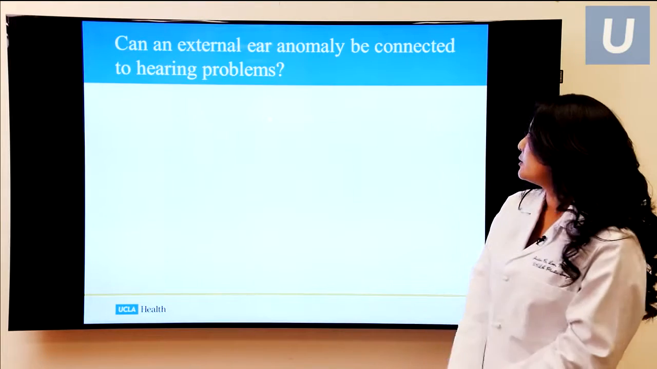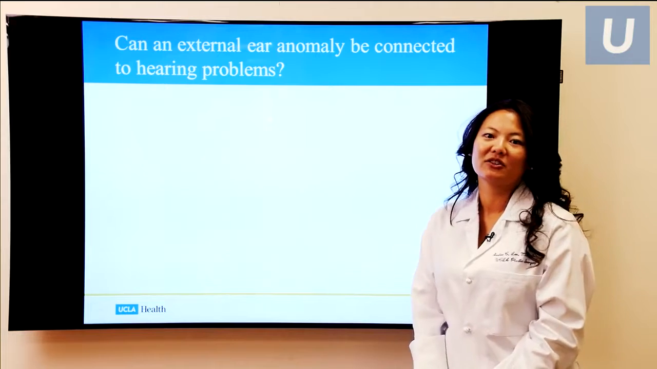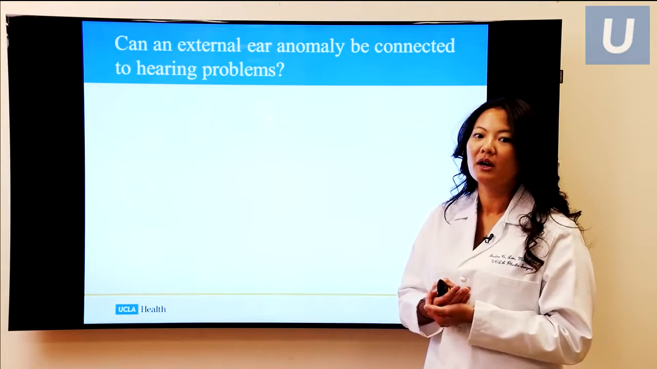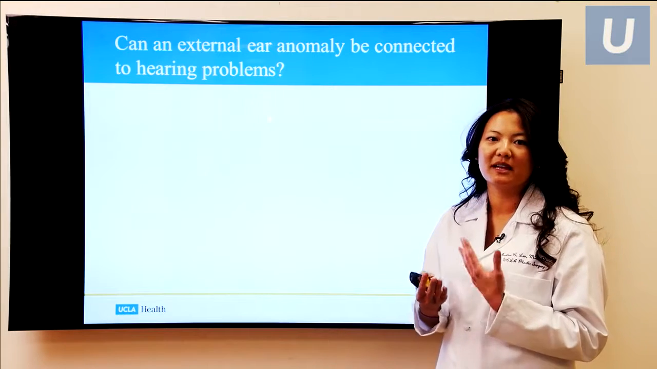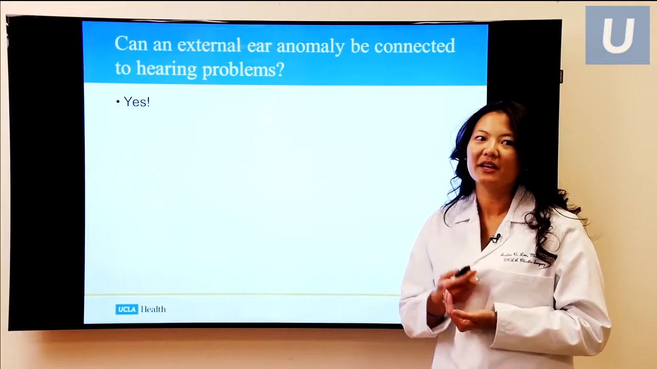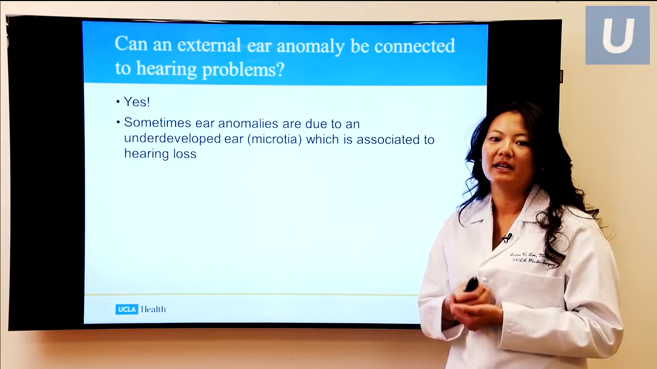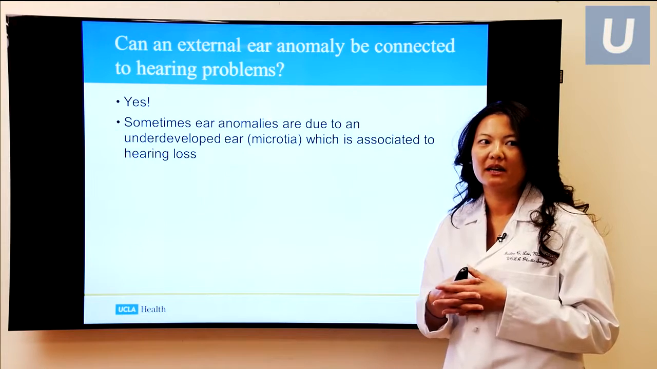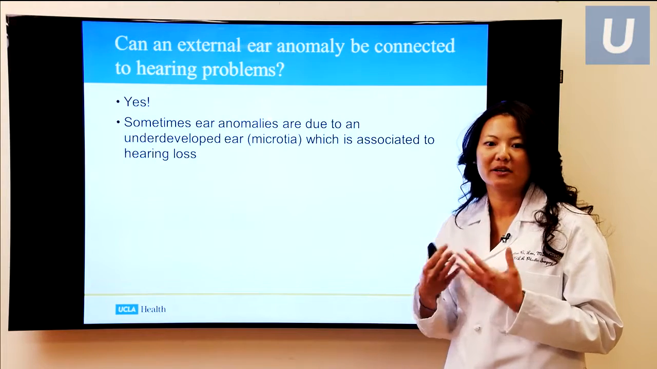Okay, so we talked mainly about external ears so far, but ears are here for hearing. So is it possible that there would be any hearing problems? Well, yes, it's very possible. And that usually occurs when the ear anomalies are due to an underdevelopment of the ear. And this underdevelopment is called microtia.